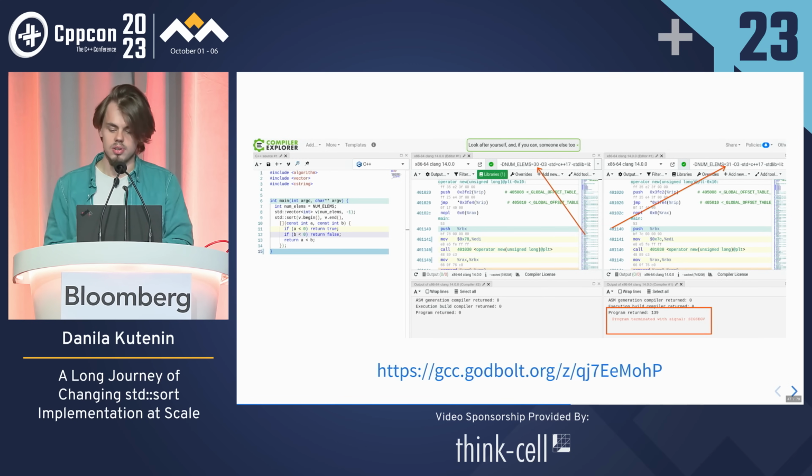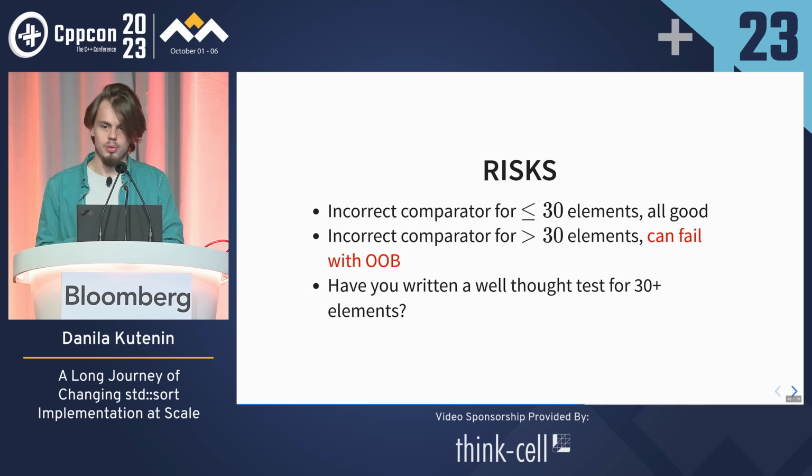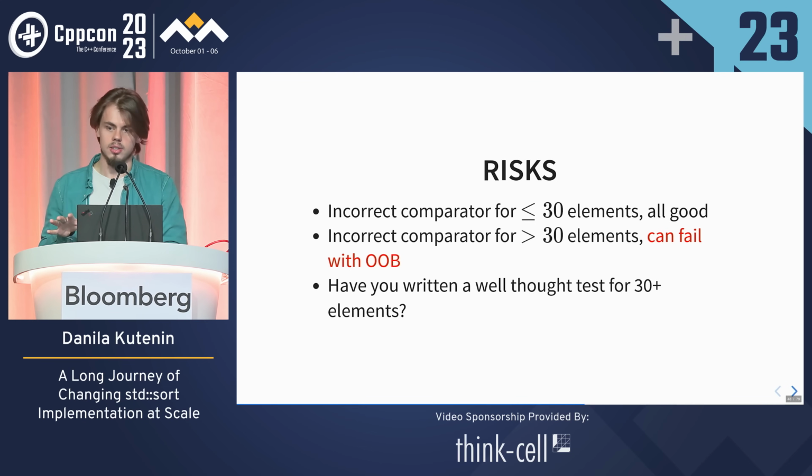And this is actually very tricky because I can prove that with this comparator, there is no single case that it fails with less than or equal to 30 elements. And this is quite interesting because if you don't have 30 elements in your range, then all good. If you have more of them, something can fail. But I haven't written a well-thought test for 30 plus elements just to test sorting. And we found a lot of attack vectors in this area. So if you have an incorrect comparator, then I can fail your sort with 31 elements, with out-of-bounds read, pretty much.